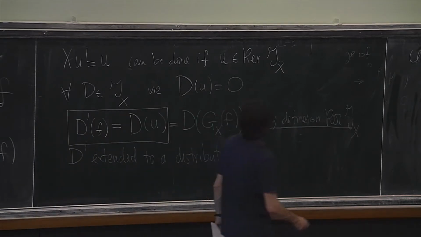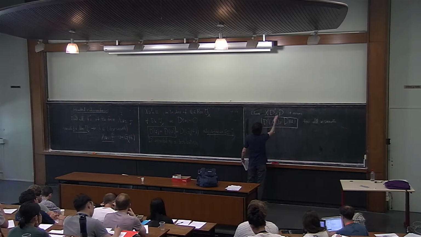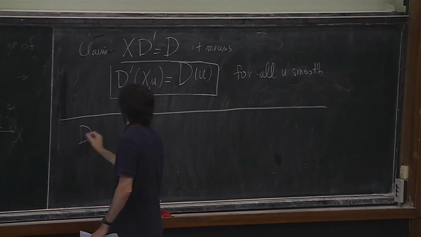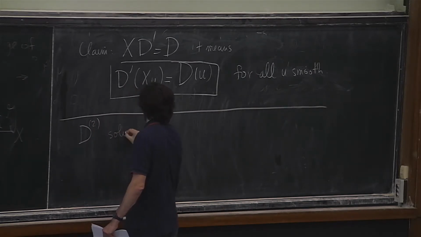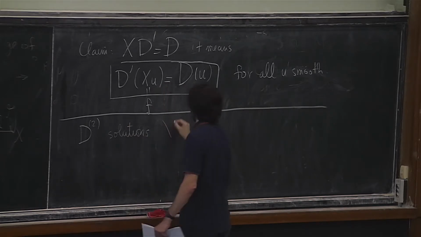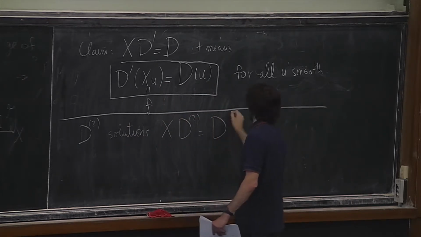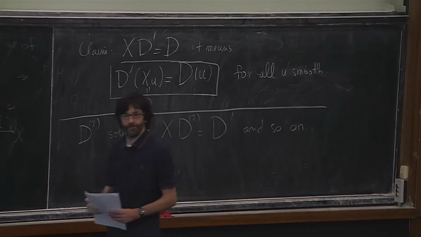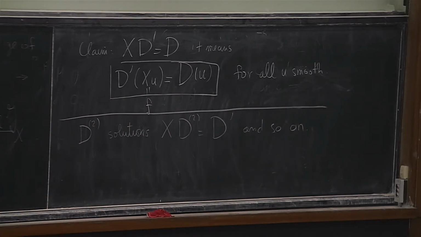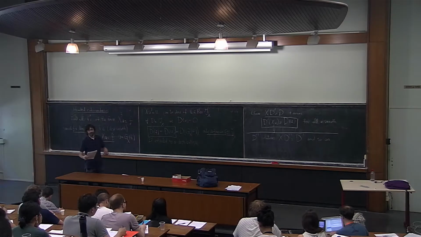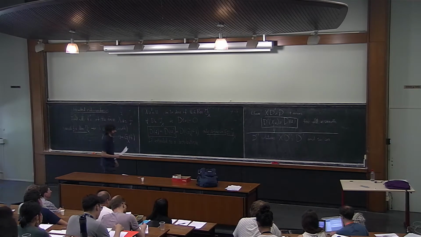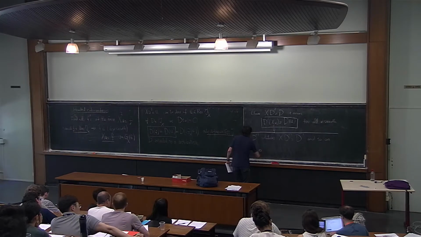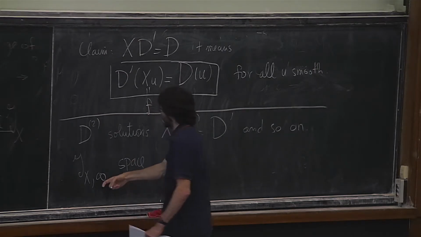So in other terms, we need to solve this equation, and then we need to solve it again and again and again. So then we need to define d2s, which are solutions of equations of the form x d2 equal to d prime, and so on. Okay? So in this way, by integrating with respect to the flow, we construct a larger space of distributional objects.